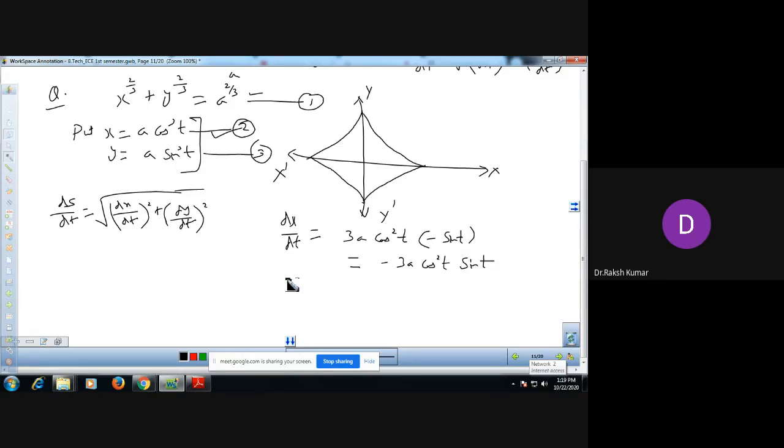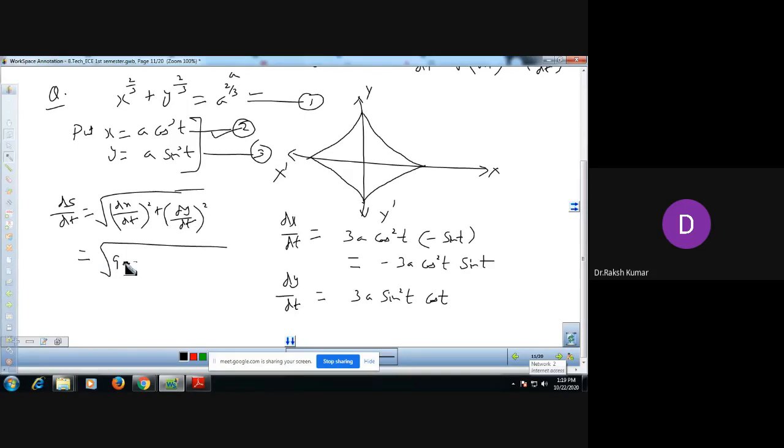This is the derivative. Similarly, we can find the derivative from equation number 3 with respect to t, that is 3a sine square t into cos of t. Now, this will be the derivative of these two terms. And from these derivative terms, you can find ds by dt by substituting the values here.